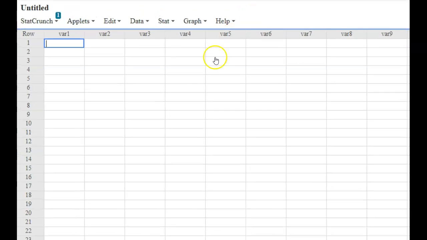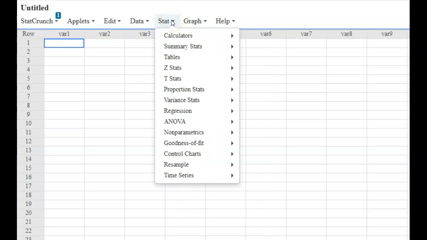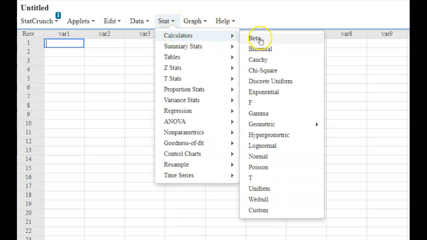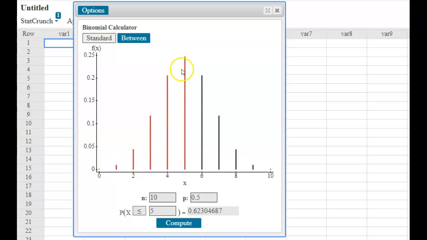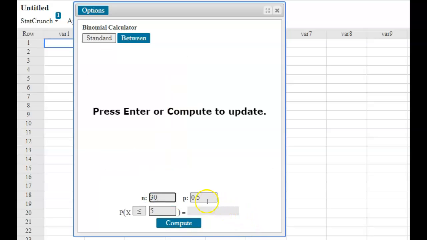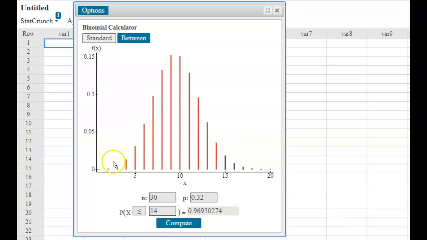To calculate a binomial probability, you're going to go to Stat, Calculators, and choose Binomial. It gives you this picture here, like a binomial distribution, but you need to put in the correct values. Our n value was 30 because we looked at 30 students. p is the probability of success, which is 0.32. And we want to find the probability of at most 14, so x is less than or equal to 14, and we're going to compute. This shows me the binomial distribution.